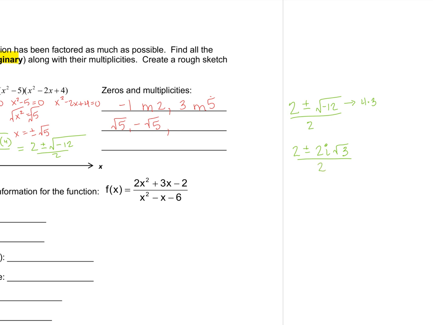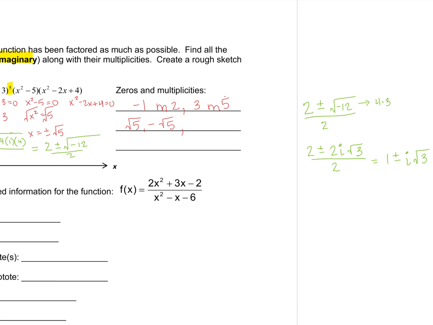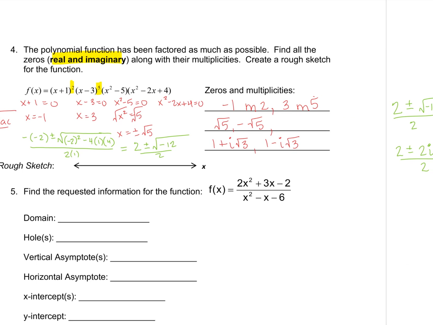Each part has a 2, so I know I can pull a 2 out, and when I do that, I'm left with 1 plus or minus i with a square root of 3. So I get an answer of 1 plus i square root of 3 and 1 minus i square root of 3. Remember, these are the imaginaries. These are the ones that are not going to occur on our graph. So now I'm going to draw my lines.